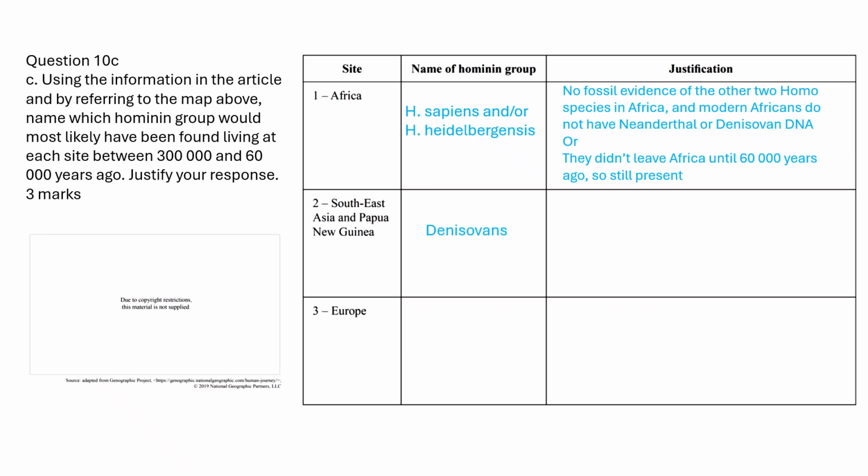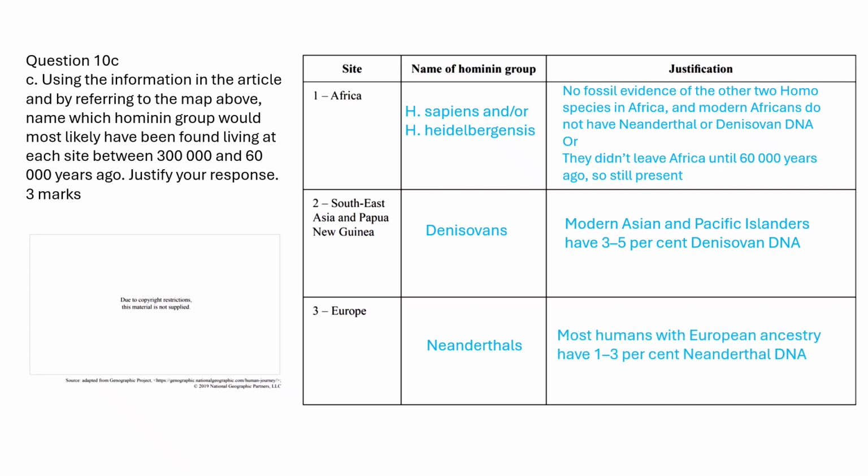For Southeast Asia and Papua New Guinea, the hominin group was Denisovans, as modern Asian and Pacific Islanders possess 3 to 5% Denisovan DNA. In Europe, the hominin group was Neanderthals, evidenced by the 1 to 3% Neanderthal DNA found in most humans with European ancestry.